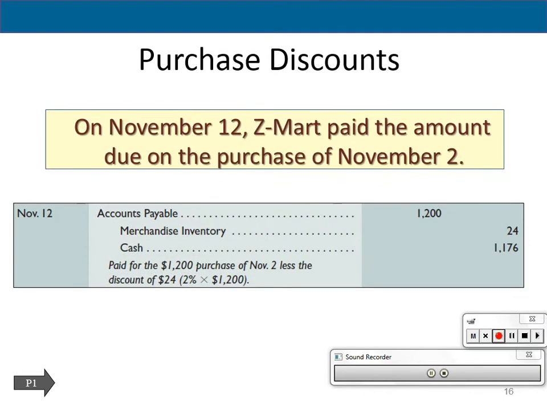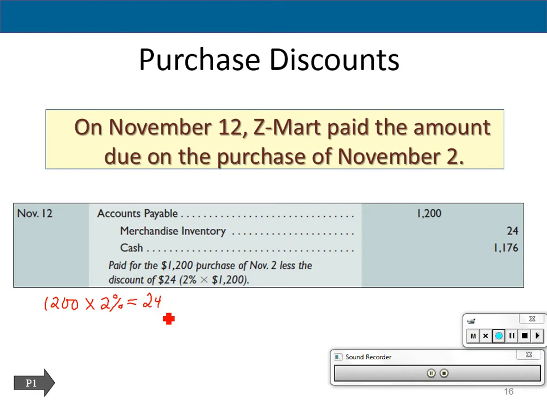And so if they took advantage of the discount, remember the date of the purchase was November 2nd. It's now November 12th, so they're within those 10 days, right? So now they can get the discount. So the way that we get the discount, we take the full amount of the purchase, we multiply that by 2%, which equals $24 of a discount.